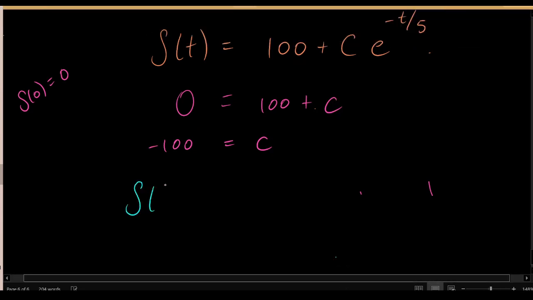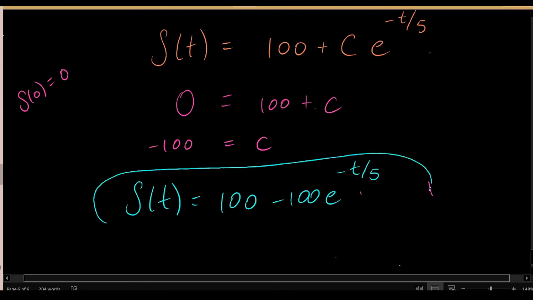As a result, what function gives us the number of grams of salt in the tank after t seconds? The function is 100 minus 100 e to the negative t over 5. So this is an introductory mixing problem. We will return to problems of this nature later on, but I did want you to see an example of how linear equations can be used to tackle real-life applications such as this one.